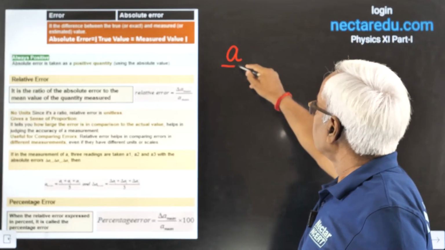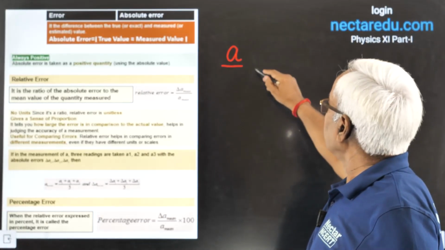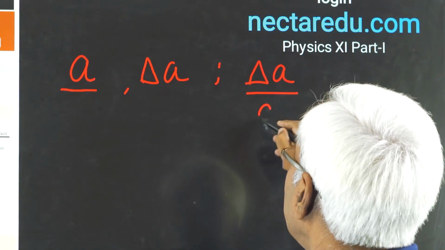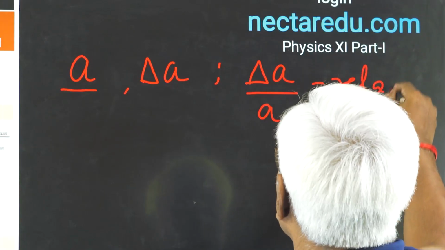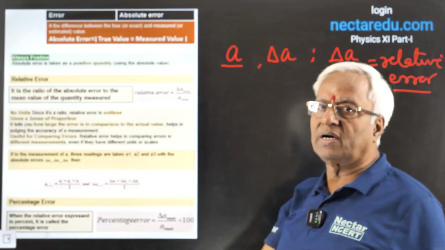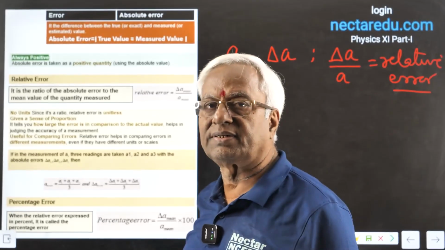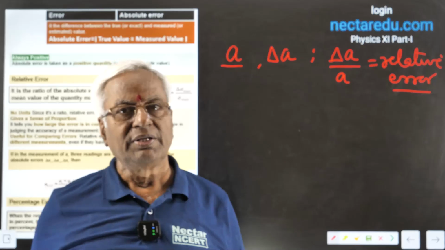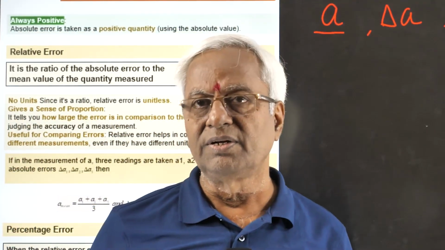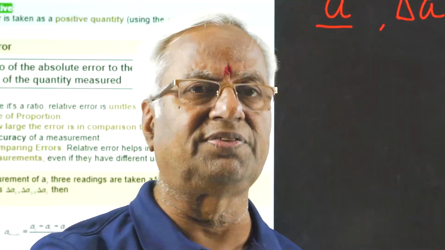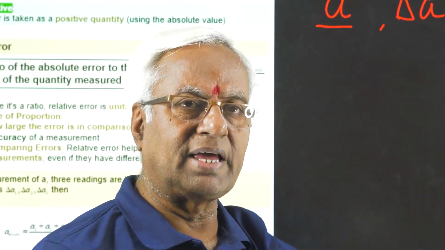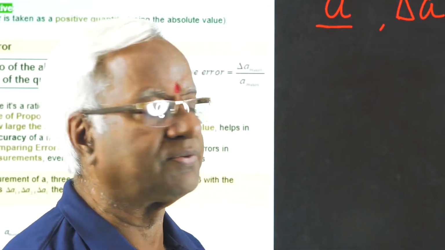Suppose you are taking a measurement of A and the error taking place is delta A, then delta A upon A would be called relative error. Relative error gives the idea of the size of the error that is happening in our measurement. That helps us in the assessment of error even if the readings taken are different or even different quantities are measured. Then also, by just evaluating relative error, we can have an idea of the error taking place.